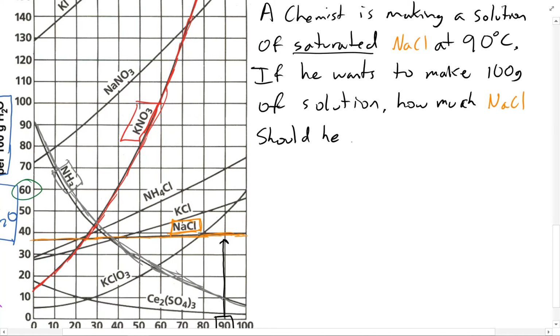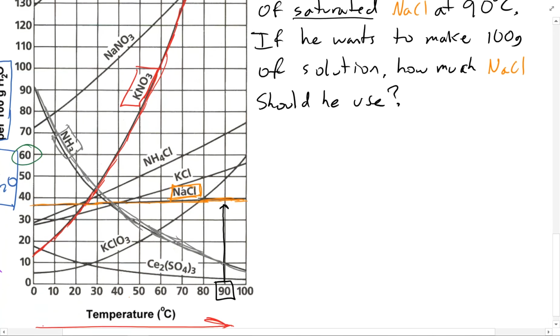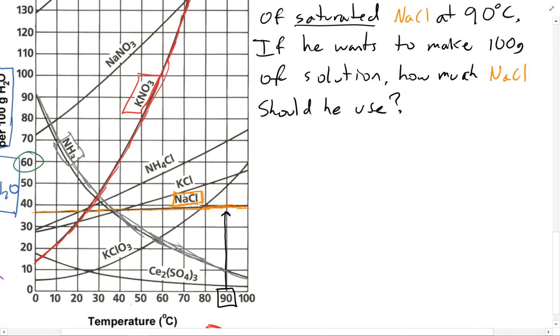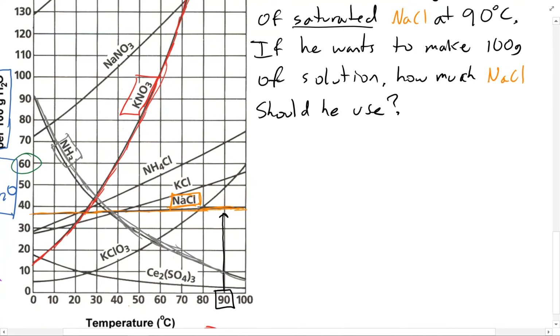Now, this is a tricky question because many times people read a question like this and they just want to read the graph right away and say, hey, 90 degrees Celsius, look, it crosses the line at 40. And hey, remember, this is per 100 grams and he wants to make 100 grams. So wonderful, let's just call it good and say the answer is 40 grams. Now, that's not correct because the problem is this is 100 grams.